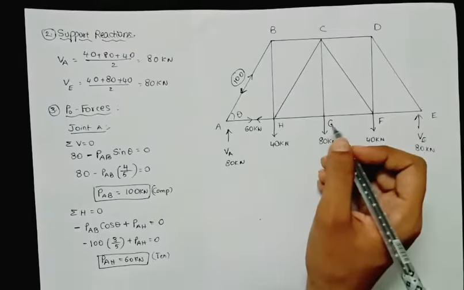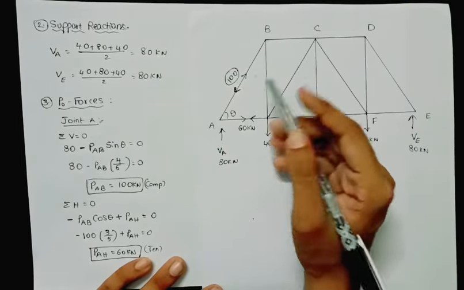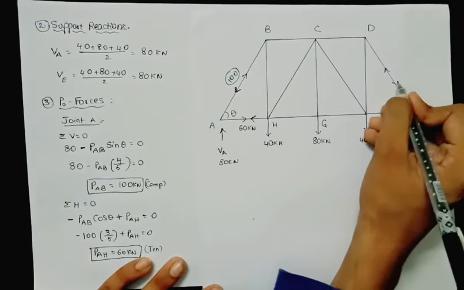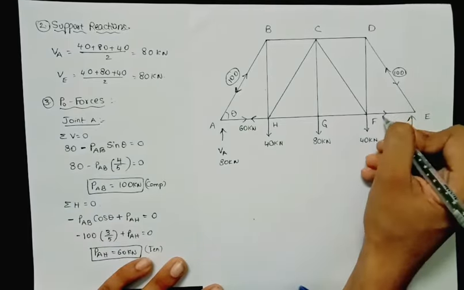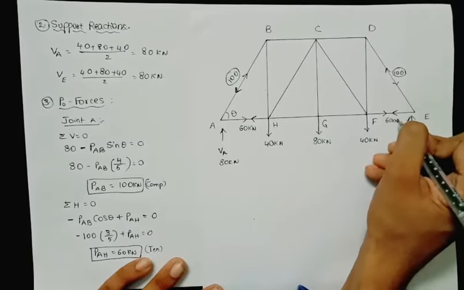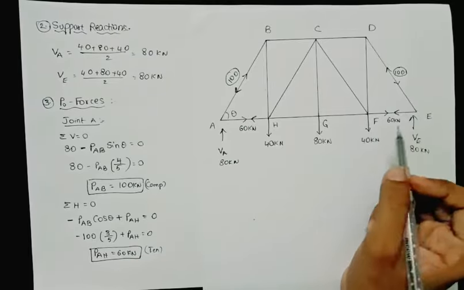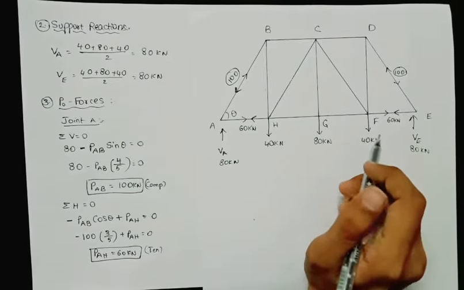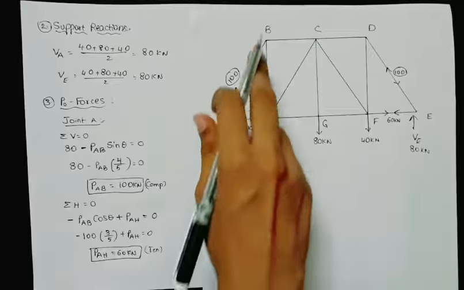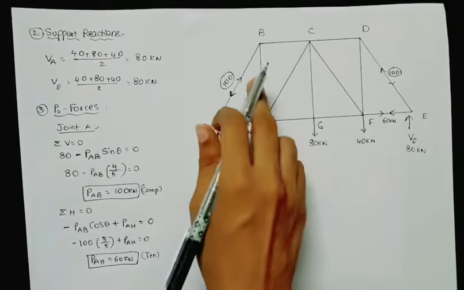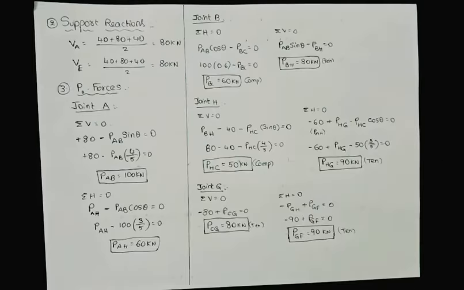By property of symmetry, you can see the truss is symmetrical about the y-axis. If this member is 100 kilonewton compression, this member also will be in 100 kilonewton compression. If this member is 60 kilonewton tension, then this member also will be in 60 kilonewton tension due to the property of symmetry. You need not go to joint E again and resolve it. It will save time. Whenever you are solving symmetrical trusses, you can apply the property of symmetry. Similarly, you can calculate at B, H and C to obtain the forces in half part of the truss and apply the same forces in the remaining half part.